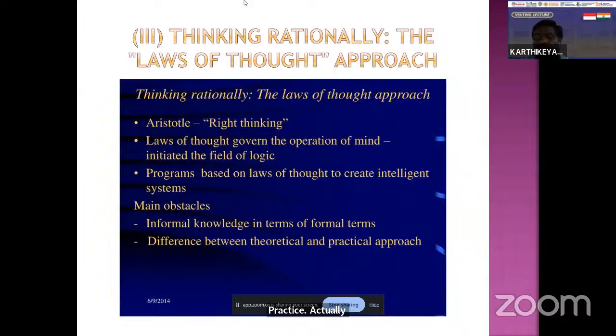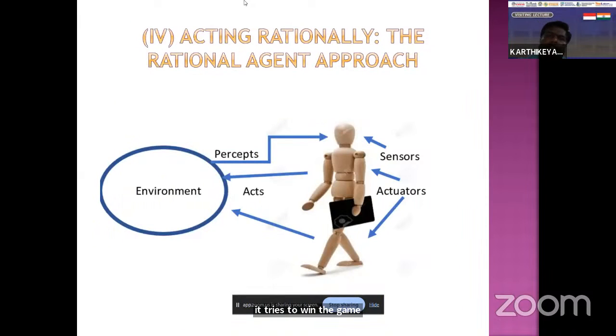Actually, thinking rationally means performing actions that increase the value of the state of the agent or the environment in which the agent is acting. For example, an agent that is playing a game will act rationally if it tries to win the game. The fourth approach is nothing but the rational agent approach. This approach encompasses percepts, act, sensor, and actuator. An agent is just something that acts. A rational agent is one that acts so as to achieve the best outcome or, when there is uncertainty, the best expected outcome.